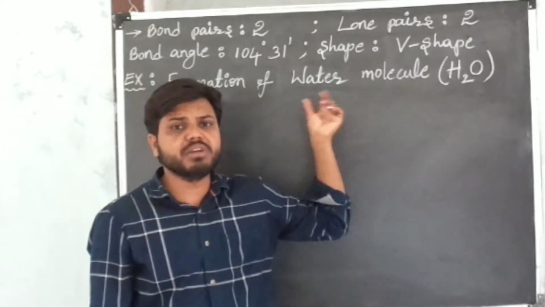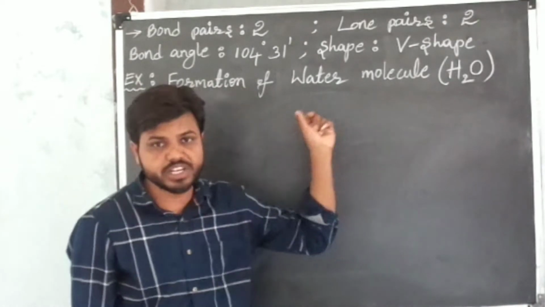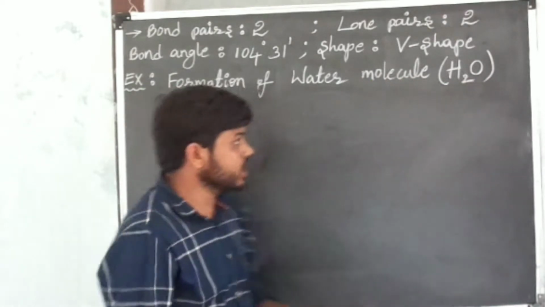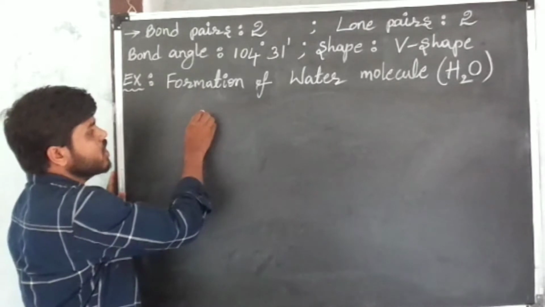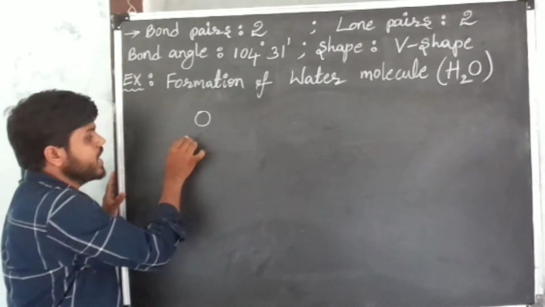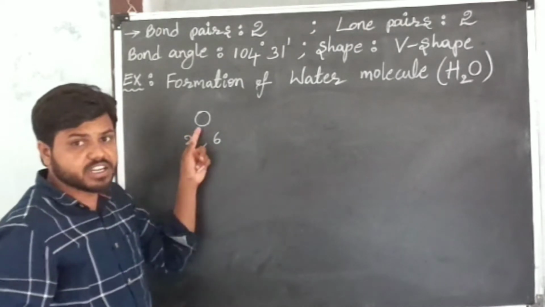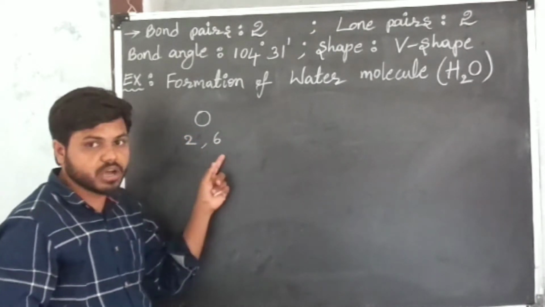The chemical formula of water molecule is H2O. Now the symbol of oxygen is capital O. Electron configuration of oxygen is 2, 6.